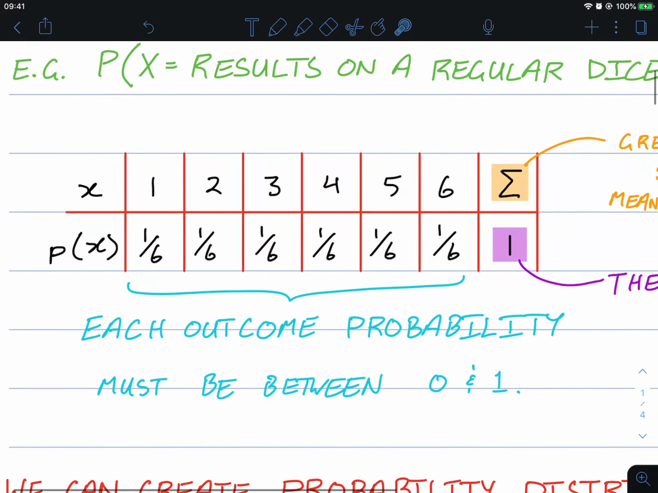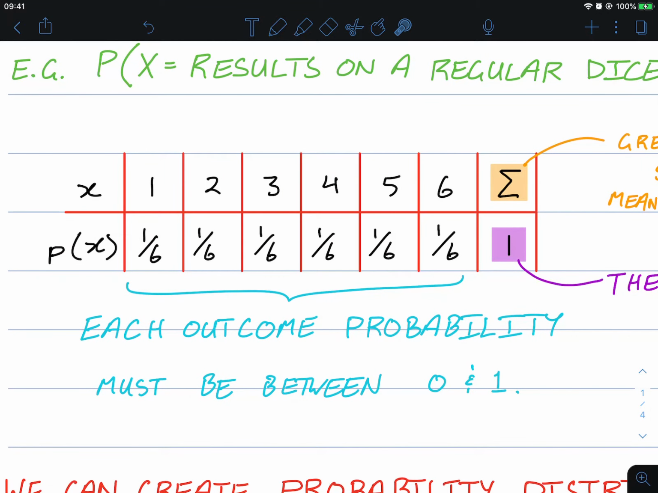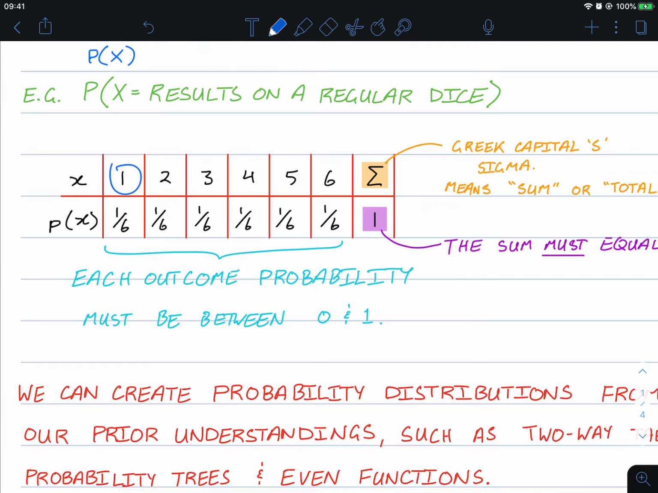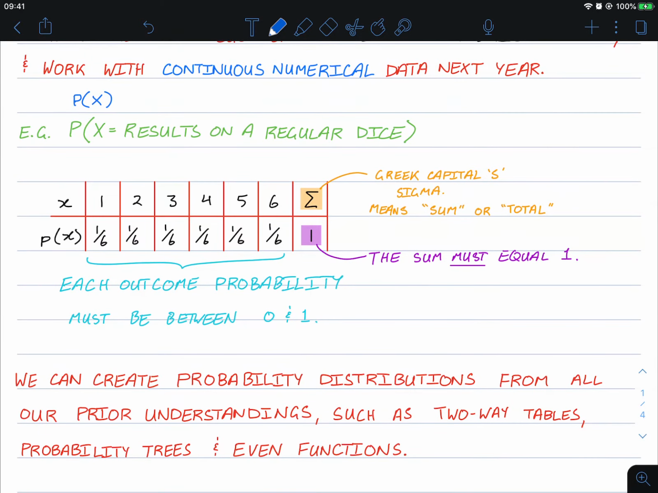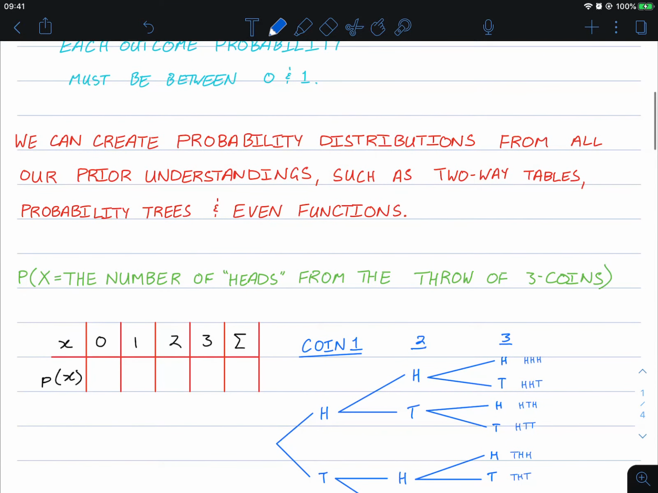Each individual outcome must be between 0 and 1 because it doesn't quite make sense if there's a negative probability, or if the probability of a single outcome being greater than 100% or 1. So we can create probability distributions from all our prior understandings, such as two-way tables, probability trees, and even functions.